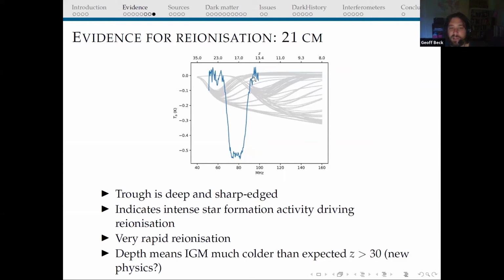And you can see here these fainter lines are just a family of possible realizations of the spectrum. And try as we might, it's very hard to generate anything that even gets halfway as deep as the trough seen by EDGES. So something strange is going on here. It may just be experimental, but there could be some interesting physics here. There are some particular features of the trough that are worth mentioning.